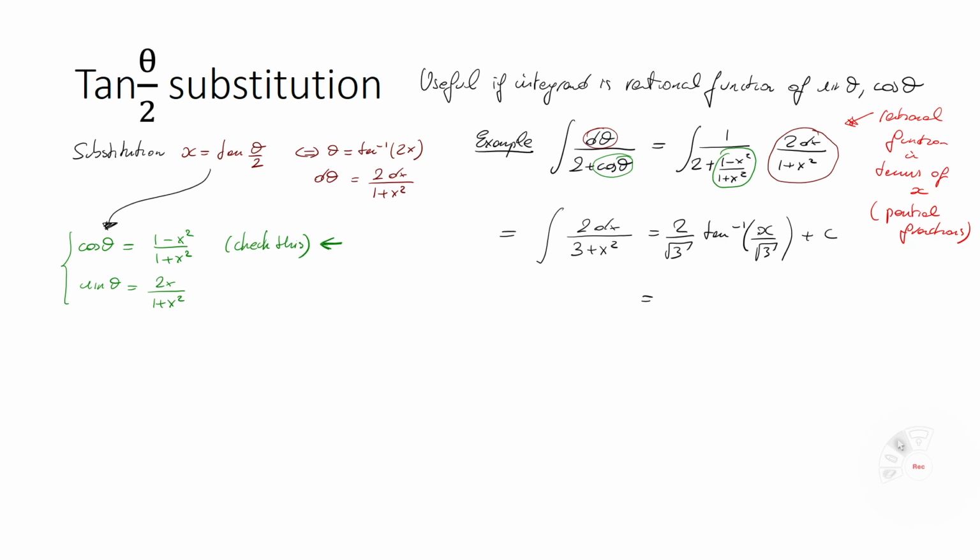And now we still have to write this as a function of theta, so we substitute our expression and we get 2 over square root of 3 times the inverse tangent of 1 over square root of 3 times tangent of theta over 2, plus a constant. And this is my final answer. I don't know of a way to simplify the inverse tangent and the tangent into something less involved, so we leave it at that.